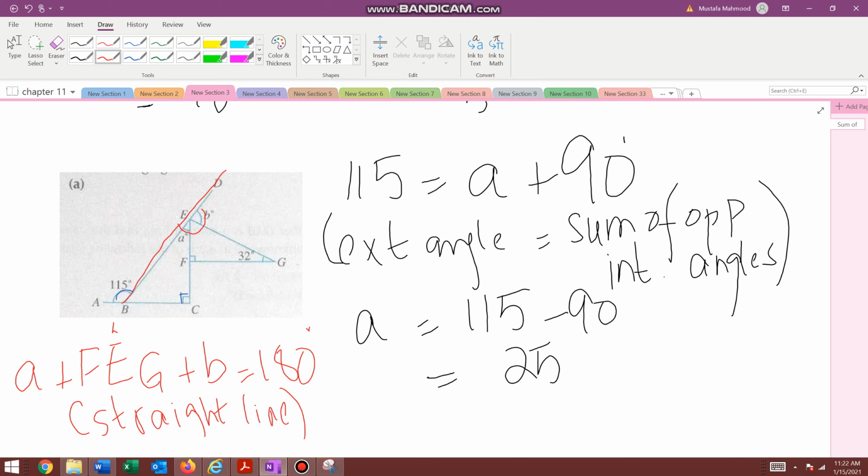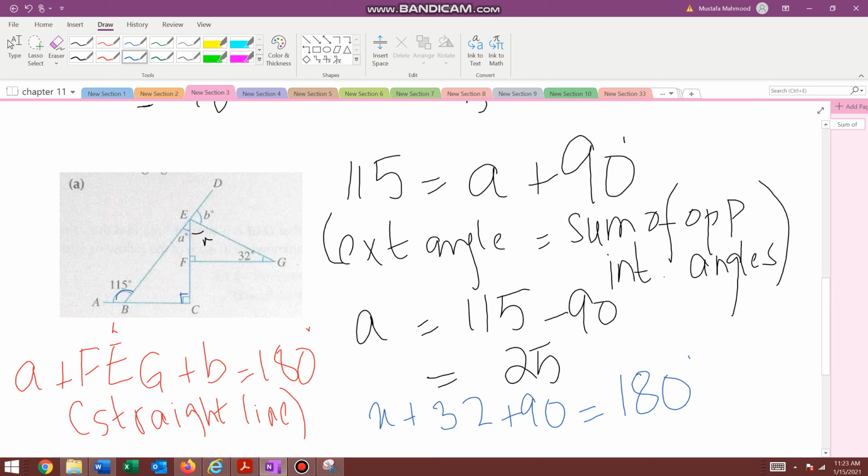Finding FEG is very easy. FEG lies in the triangle FEG, and the triangle FEG has one angle equal to 32, one angle equal to 90, and this we can mark as, let's say, X. So now X plus 32 plus 90, and the sum of all angles of a triangle is 180 degrees.